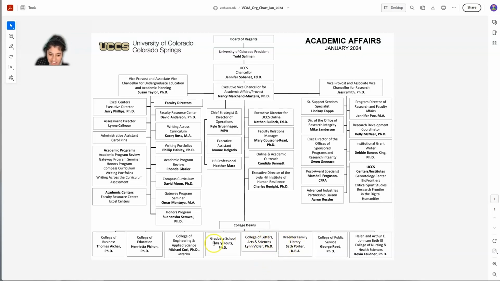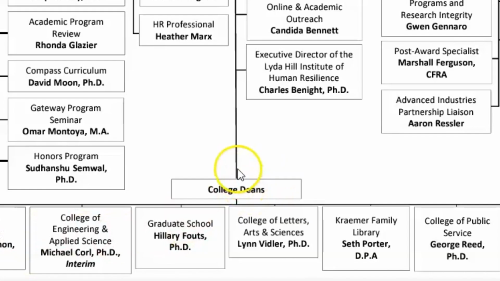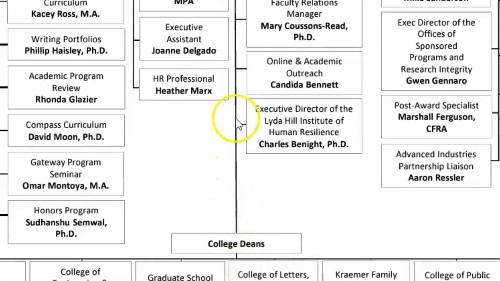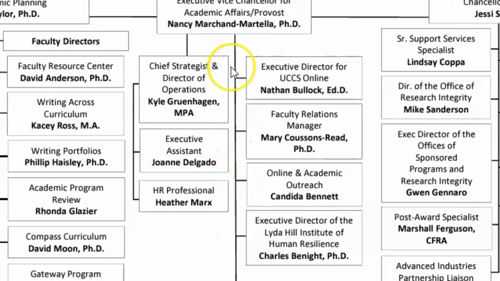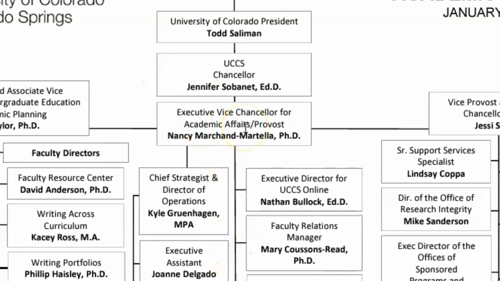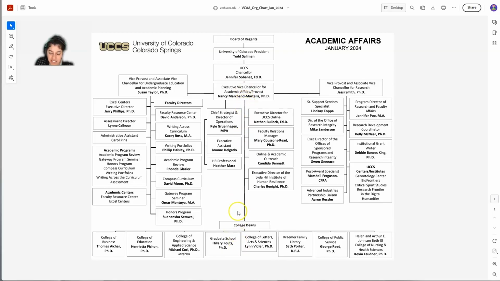And then Dean Vidler is lateral. So these are all the same level, colleagues of them for all the different colleges, here's our College of Engineering Applied Sciences. Interim, right, means they are hiring a new one. So you probably saw emails about that, I guess. Cool. Then if you go up this line, the college deans report directly to our provost. So that's what that line signifies.